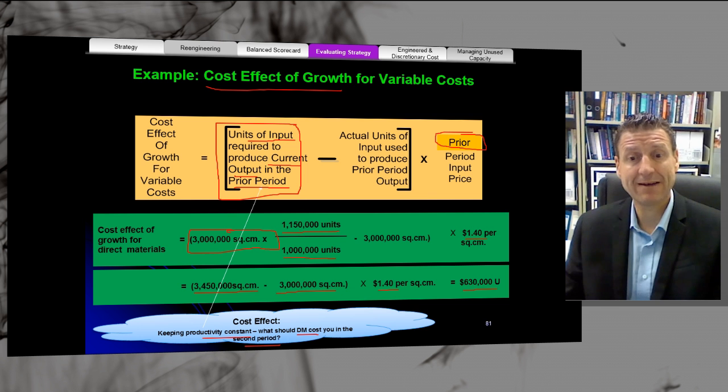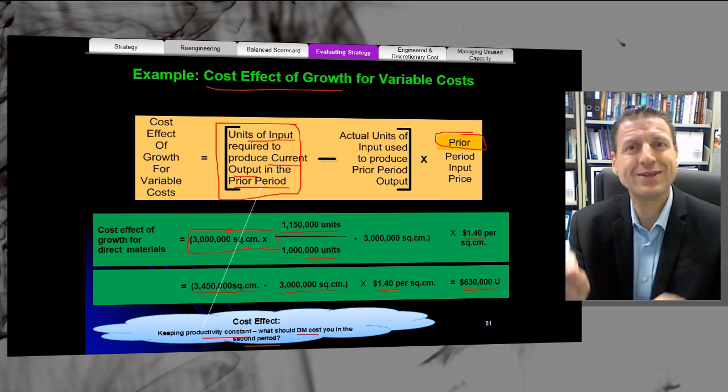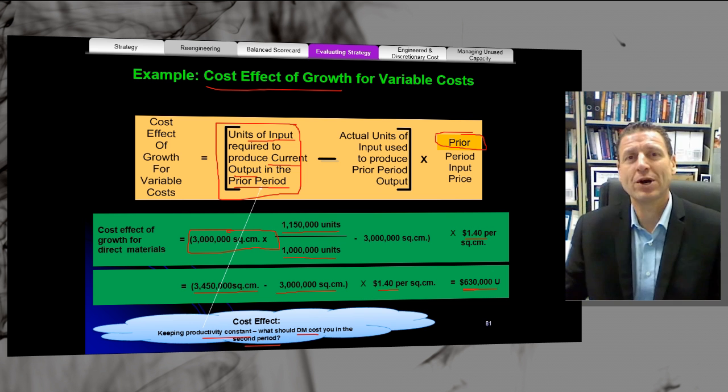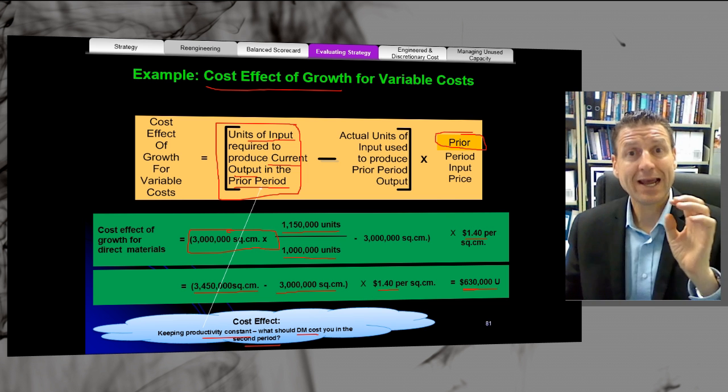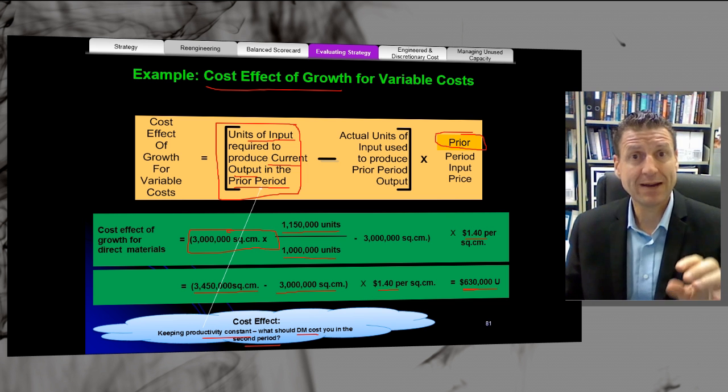And why is this unfavorable? It's unfavorable because the costs are greater. It looks like it's a positive number, 3.4 minus 3, that's a positive number, times $1.40, 630,000. But remember, this is not revenue, this is the cost effect of growth. So you know that any positive number for a cost effect is unfavorable, so keep that in mind.